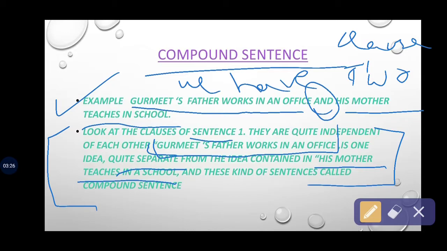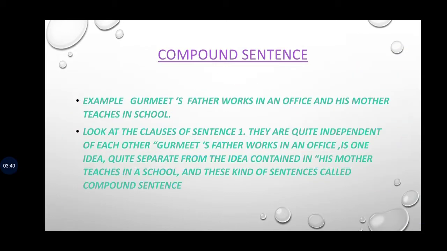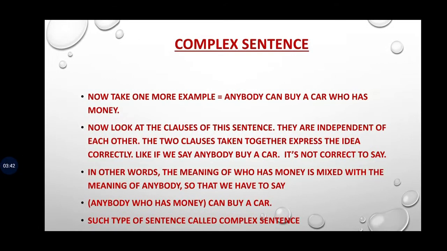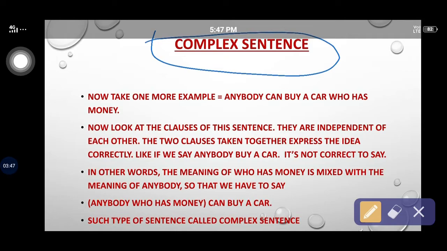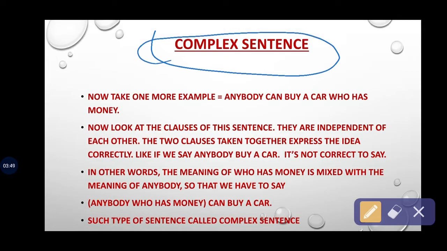When you study complex sentences, at that time you can get the difference between compound and complex, and you will definitely get the sentence type as you study. Okay, now move on to the complex sentence. Here we have complex sentences. An example: "Anybody can buy a car who has money."